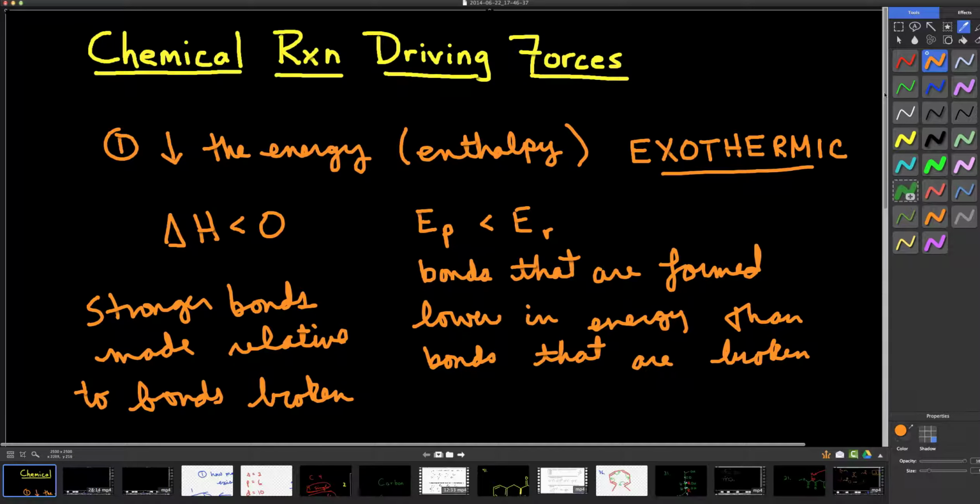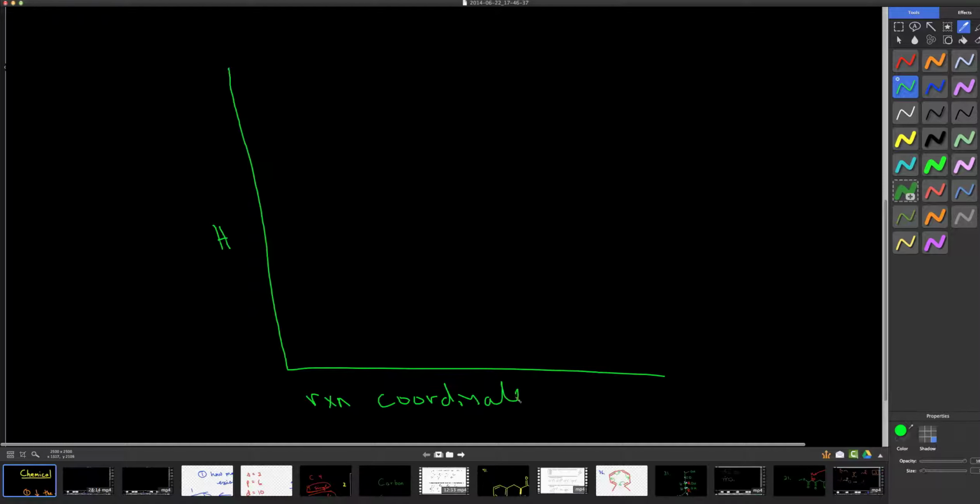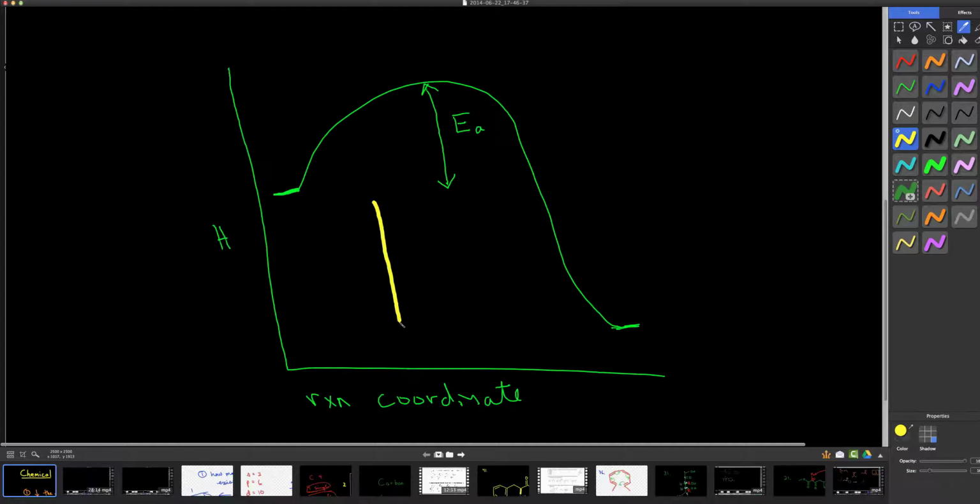Now graphically we can represent an exothermic reaction in this manner. If this is our enthalpy on the y-axis and reaction coordinate on the x-axis, here is the energy of our reactants, and the energy of our products. This, of course, is going to be our energy of activation. Well, this will be our delta H. And since delta is always final minus initial, this will be less than 0. So this is characteristic of an exothermic reaction.